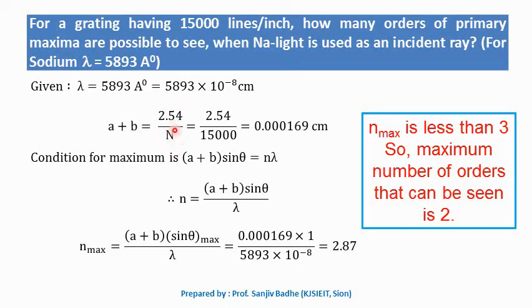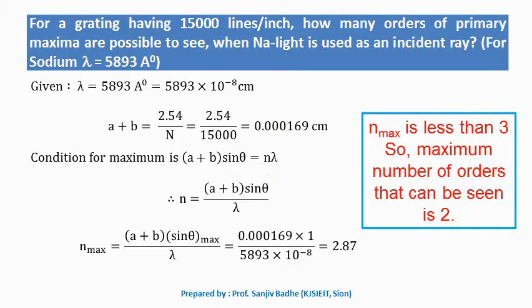N is given, number of lines per inch it is given. So we will calculate the grating element A plus B, which is equal to 1 upon N actually, but because N is given in number of lines per inch, we will divide this by 2.54, because 1 inch is equal to 2.54 centimeters, and we can get the A plus B in terms of centimeters. So A plus B is obtained as 2.54 divided by 15,000, that is equal to 0.000169 centimeters.